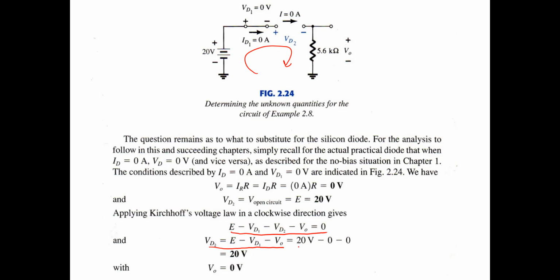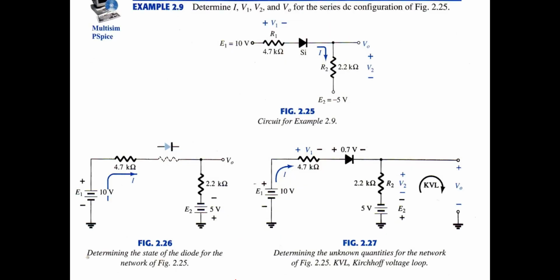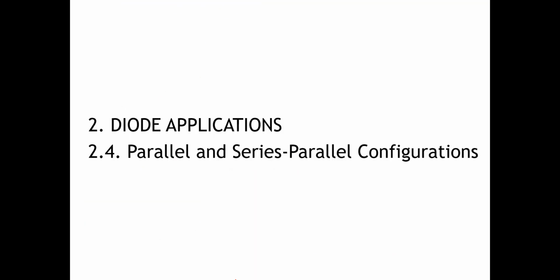So E is 20 volts, VD1 off is 0, and VO is also 0. So we have VD2 is 20 volts. The VD2 here is 20 volts and VO is equal to 0. Okay, please check by yourself. You can follow my answer here for this example.